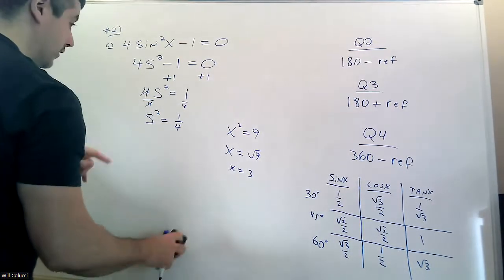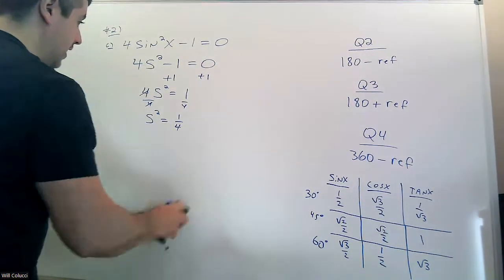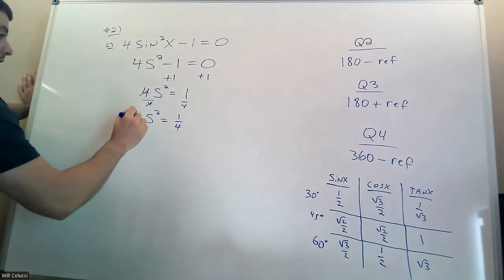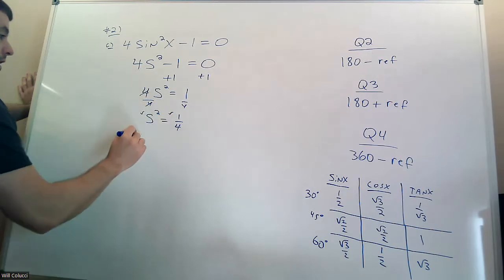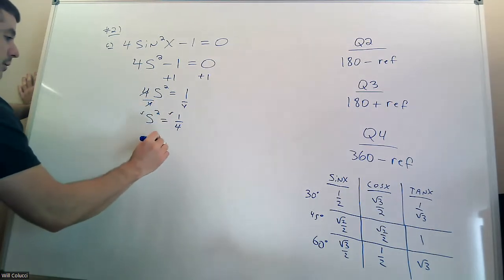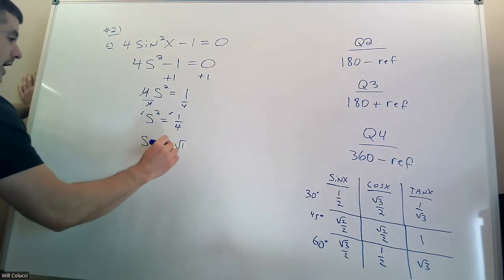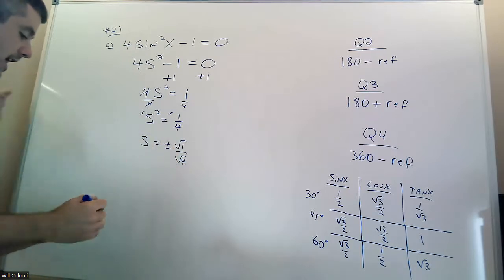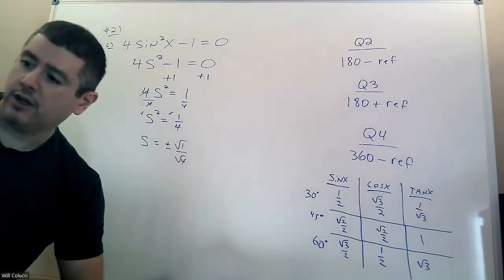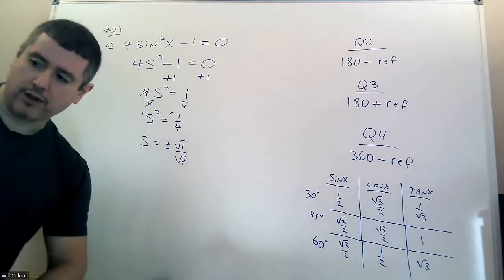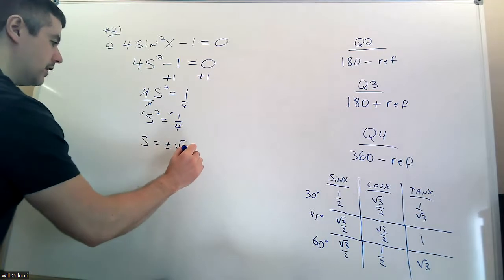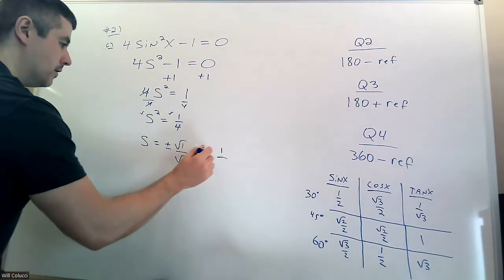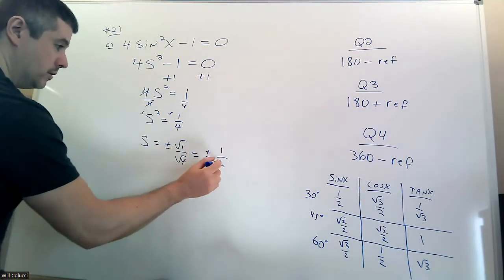And it's very important in this question, because if you screw up the sign here, you'll see. So you want to put s equals plus or minus square root of the top, square root of the bottom. This is how you take the square root of a fraction. You take the square root of the top, you take the square root of the bottom. So you get plus or minus 1. Square root of 1 is 1. Square root of 4 is 2.